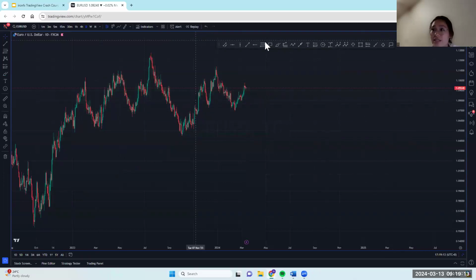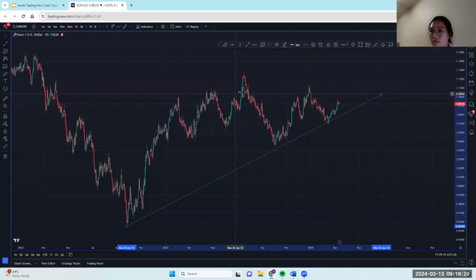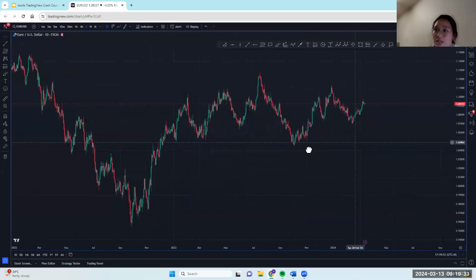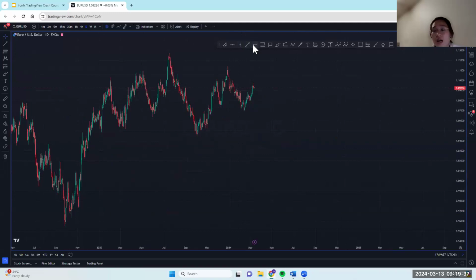Let's take a look at our daily time frame. This is not a valid trend channel or trend line because we don't have three touches on this line here. We can see prices are definitely moving in an uptrend. So let's go in with some support and resistance levels. For those, we will use the horizontal rays.